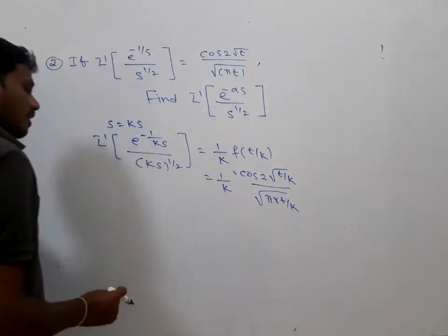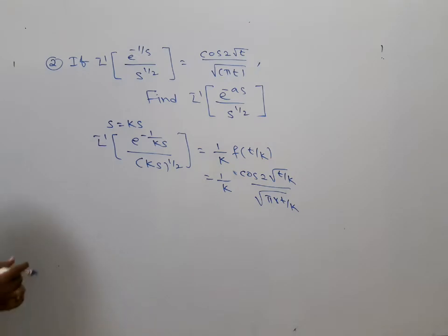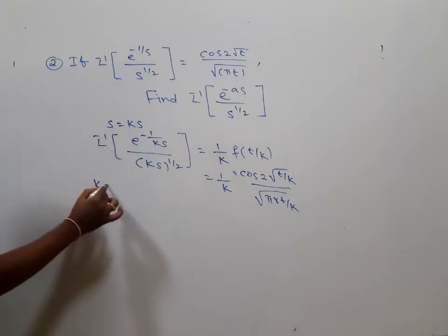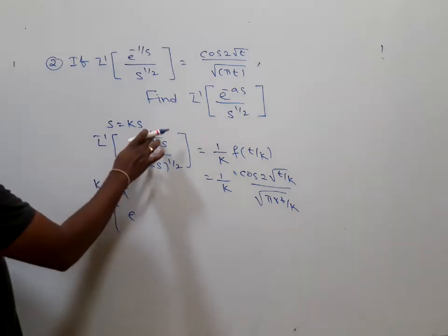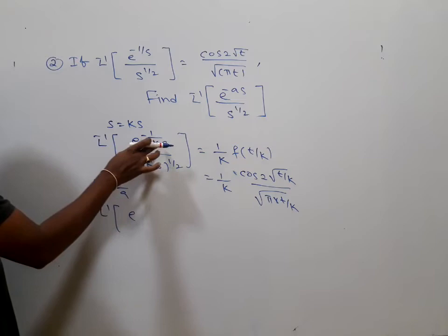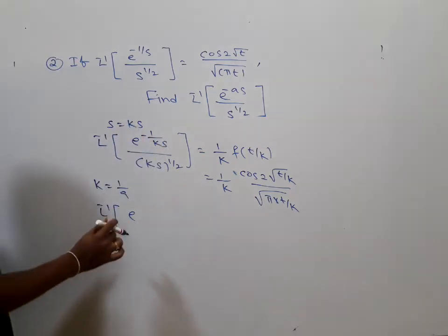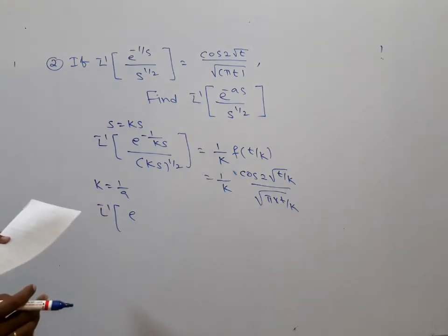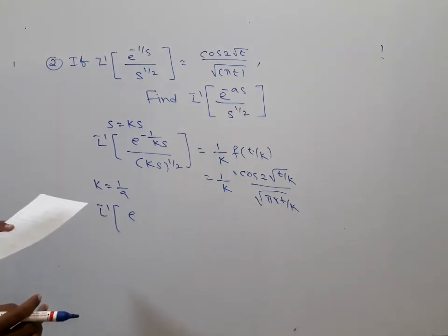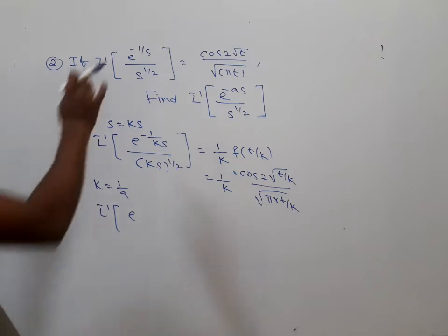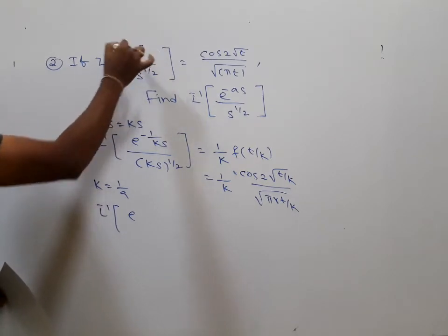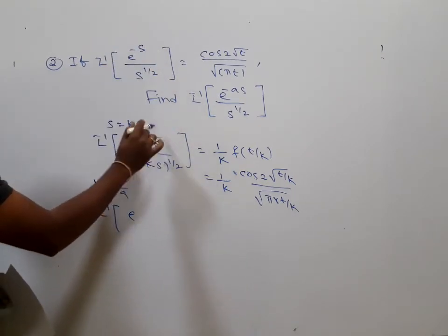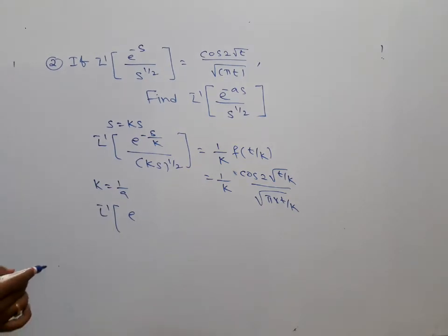Next, if we take k equals to 1 by a, we will get the answer. So L inverse of e to the power of minus 1 divided by 1 by a of s, here this is a fraction, a coming to the numerator. Sorry, it is only s, not 1 by s. So what will be s by a, s equals to 1 by a, k equals to 1 by a.